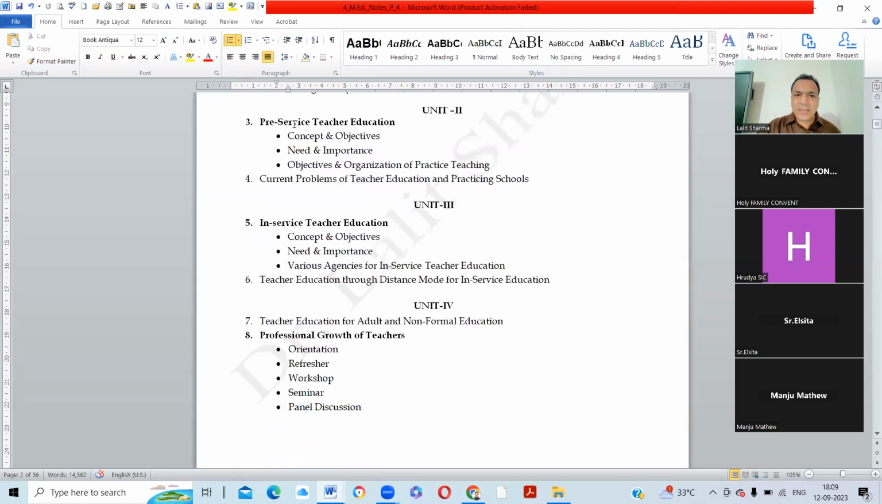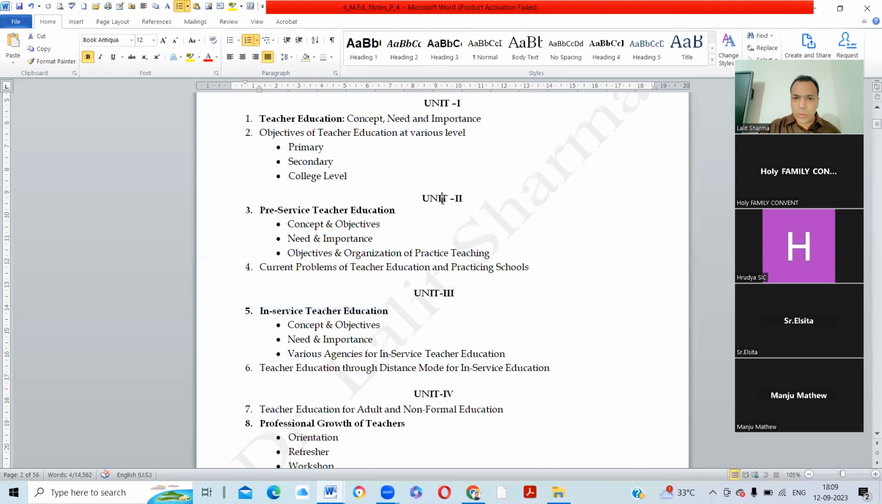Unit 2, pre-service teacher education: concept and objectives, need and importance, objective and organization of practice teaching. And fourth is current problems of teacher education and practicing schools. Unit 3, in-service teacher education. Just see Unit 2: Unit 2 is talking about pre-service teacher education, and Unit 3 is talking about in-service teacher education.